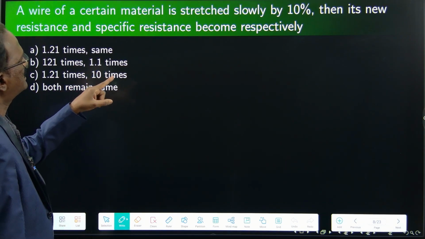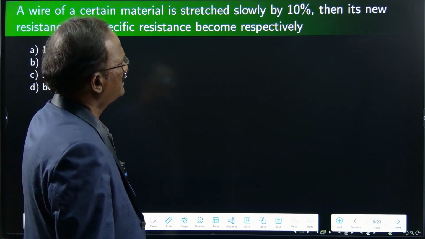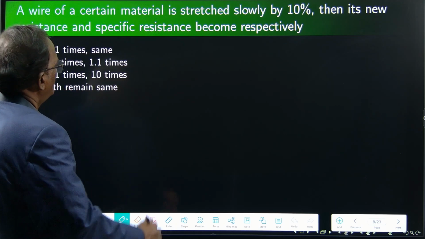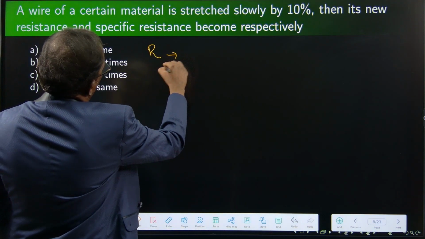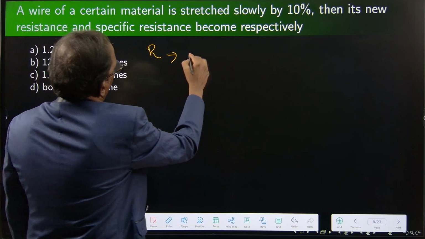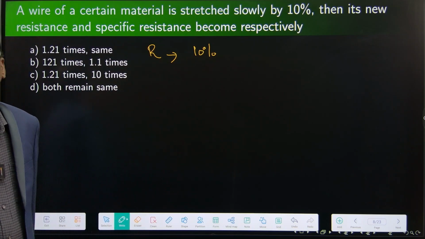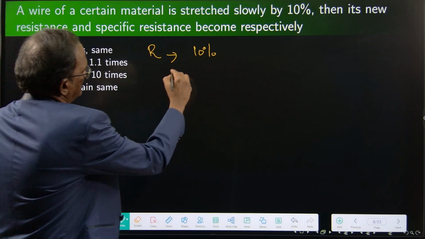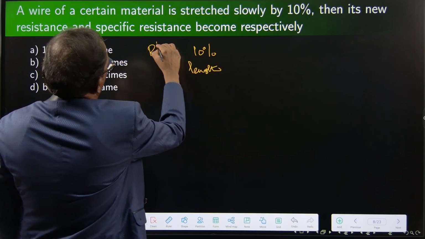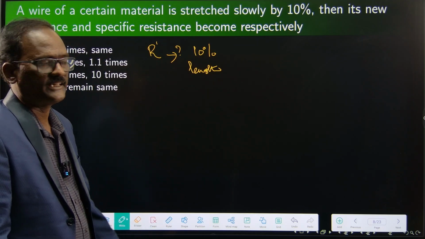A wire of a certain material is stretched slowly by 10%. Then its new resistance and specific resistance become respectively what? The R value is stretched slowly by 10%. You are increasing the length by 10%. What is the new value R dash? That is the question.